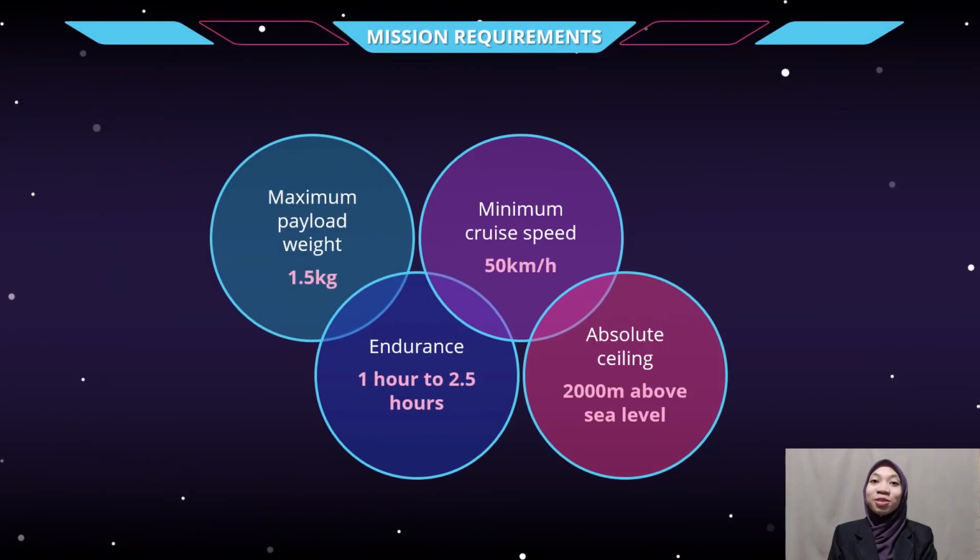The next part is the mission requirement. The mission requirement for the UAV is that it has the capability to hold a maximum payload weight of 1.5 kg, has a minimum cruise speed of 50 km per hour, has an endurance of 1 hour to 2 hours and 30 minutes, and the absolute ceiling required for the UAV is 200 meters above sea level.